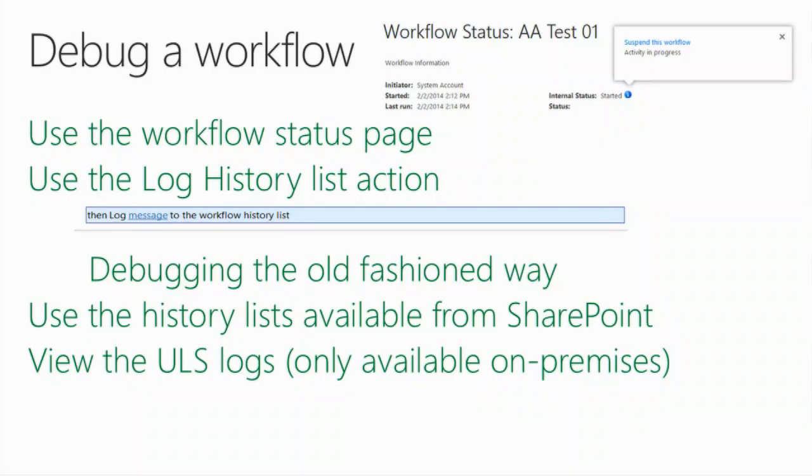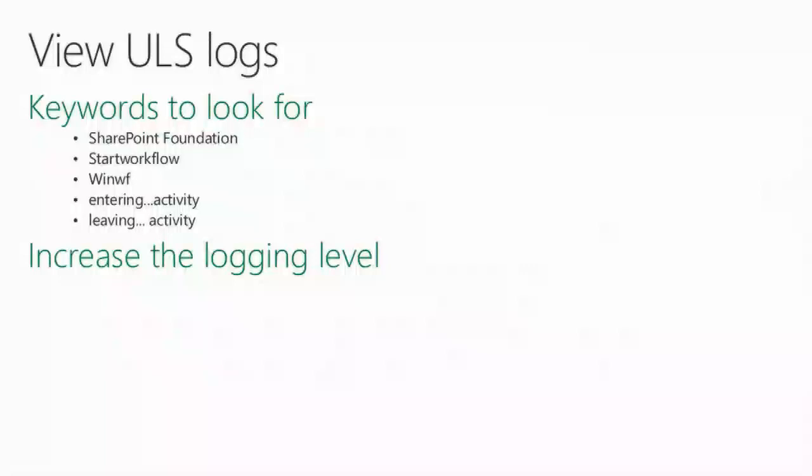For on-prem, you can use more information that's available. You can use the ULS logs, which are, of course, not available when you are online. And you need to look for some specific keywords in the ULS logs, and I've listed them here: SharePoint Foundation, start workflow, entering activity. There are also some specific logs for the workflow component, the Azure workflow server, which is installed.